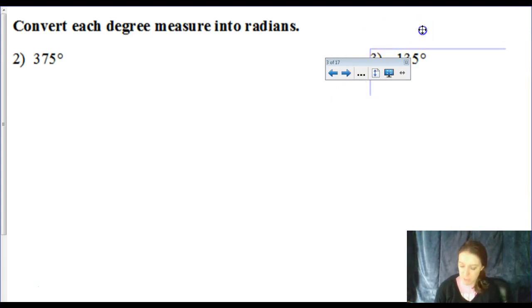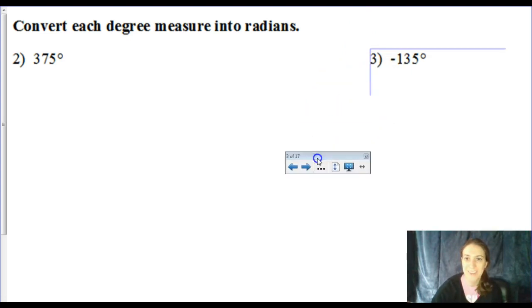I don't know why my mouse doesn't work when I do this. I'll use a real mouse. Or not. There we go.